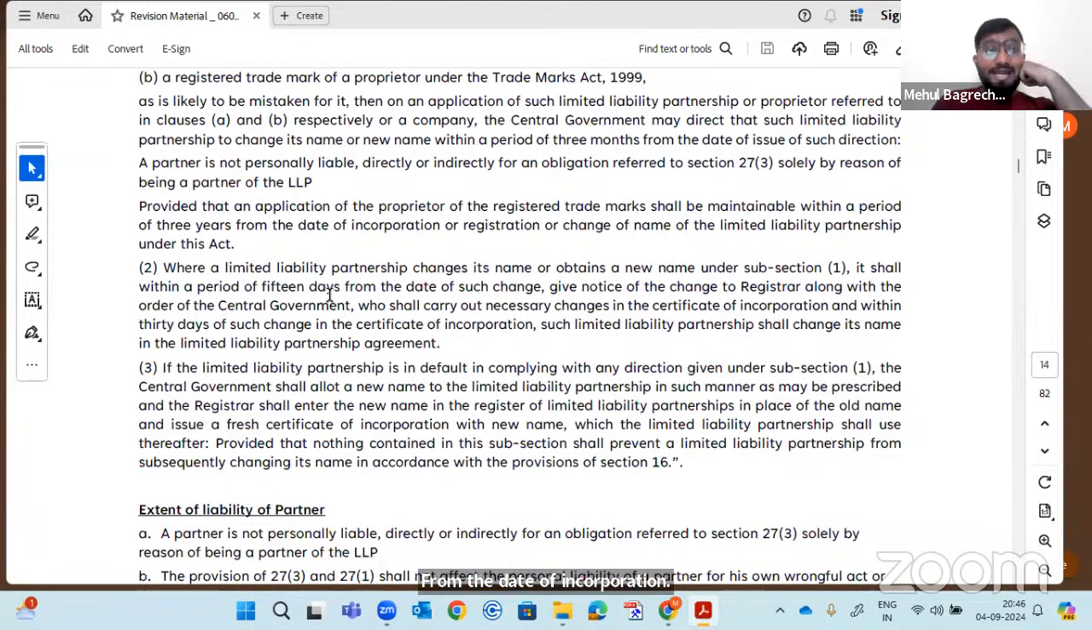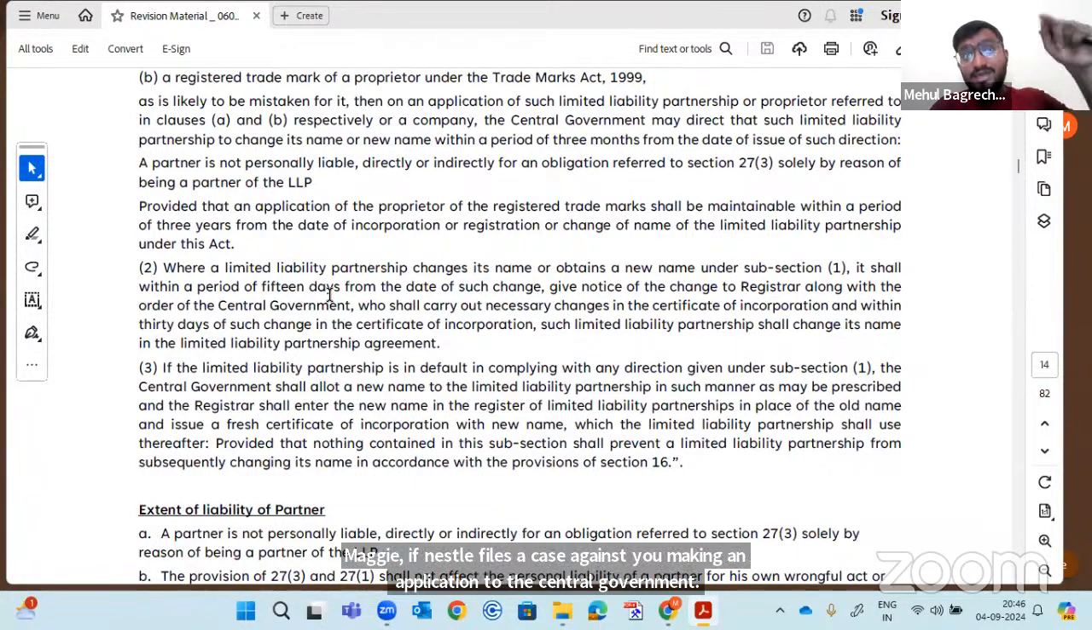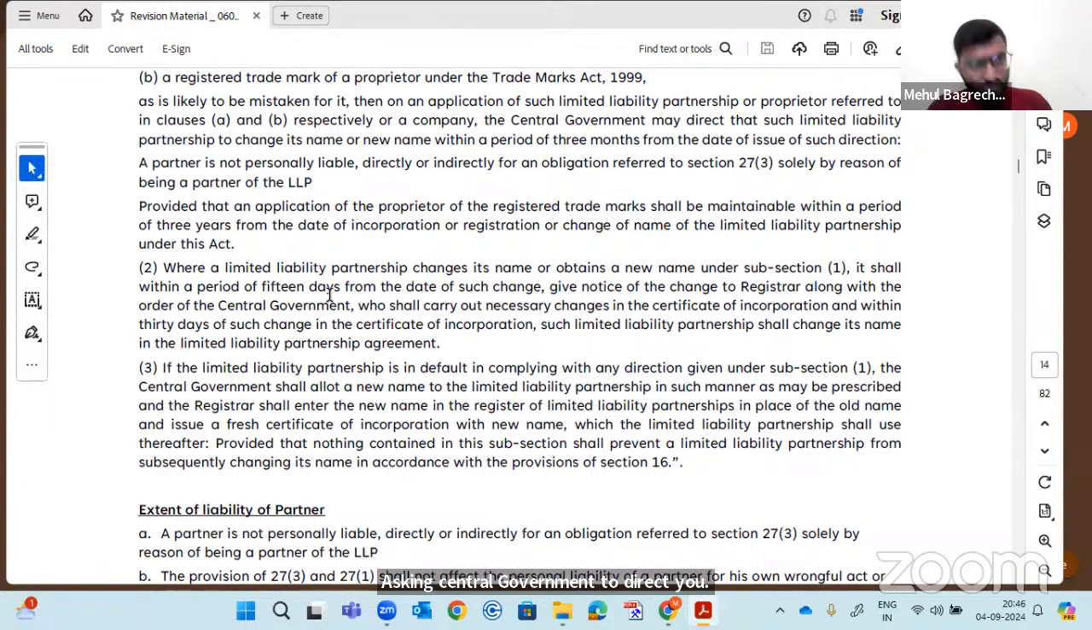Do you remember the example of Maggie LLP? I want to start an LLP called Maggie LLP. Can I start something of this sort? Law says no, you can't, because it is identical to another trademark registered under the Trademarks Act. No, sir, I will still take it. Take it. In that case, if Nestle files a case against you, making an application to the central government asking it to direct you to change your name, you will have to change your name. Within how many years can Nestle make an application? 3 years. Do you remember this, something that we had discussed in detail? Understood, confused, convinced.